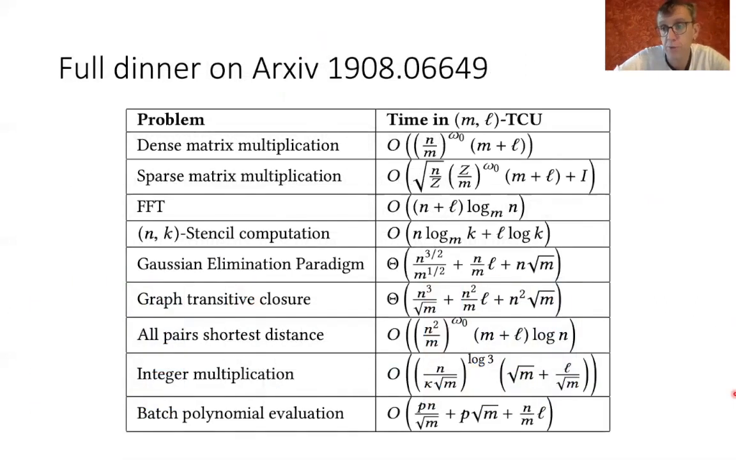The large dense matrix multiplication was just an appetizer. If you want to see other efficient algorithms that exploit tensor core units, you can have a look at the extended version of this brief announcement available on arXiv at this number. In this paper, you'll see algorithms for several problems like dense and sparse matrix multiplication, FFT, stencil computation, the Gaussian elimination paradigm, then some problems on graphs like the graph transitive closure or all-pairs shortest distances, and then problems like integer multiplication and batch polynomial evaluation.